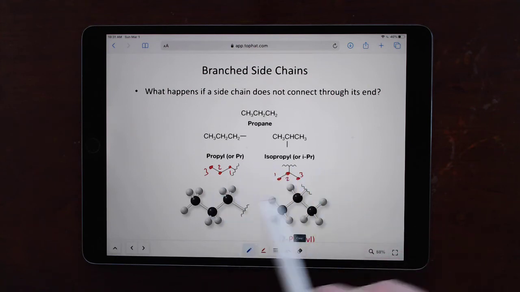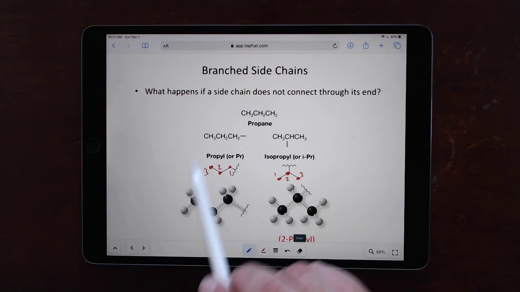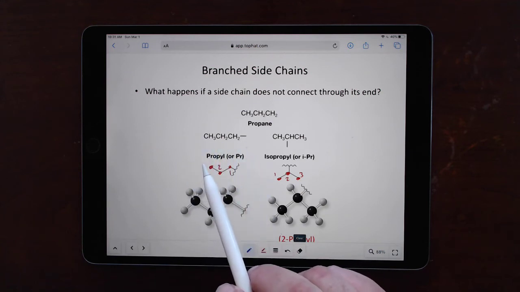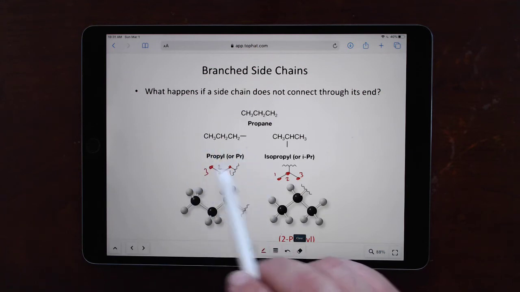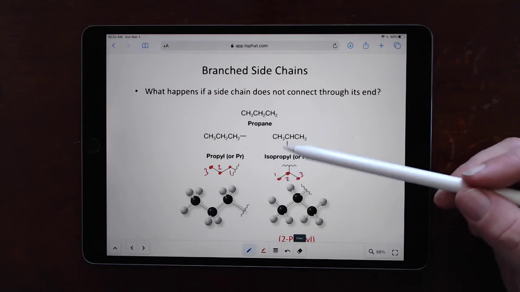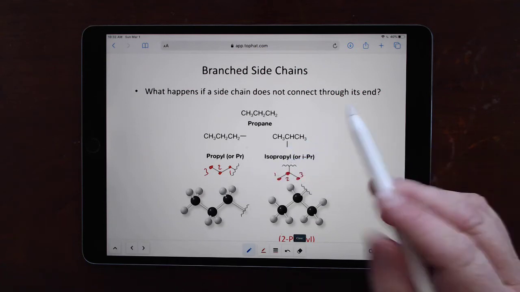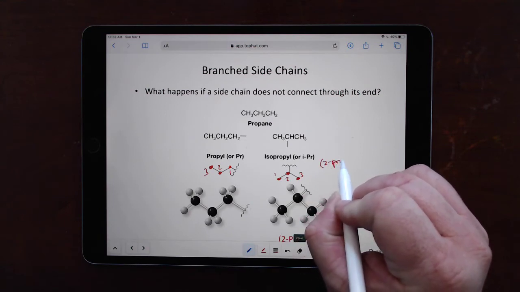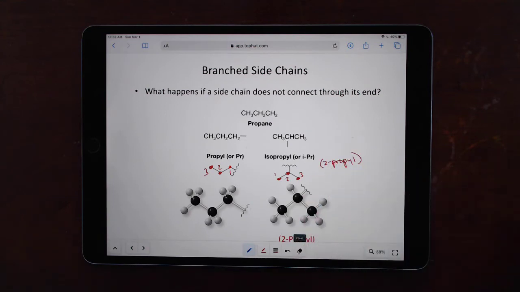And so we need to be able to distinguish these two. This one we just designate as a regular propyl group, because it's connecting through one of the end carbons. If it's connecting through one of the middle carbons, it's the isomer of a propyl group, so we call it isopropyl. We can also call it a 2-propyl. I think this is an easier name than isopropyl, because what it's saying is we're connecting to the main chain through carbon 2. You'll see this listed as well. For this one, you can use either one.